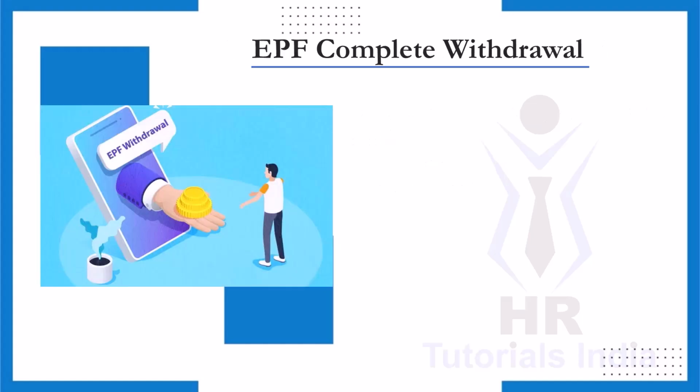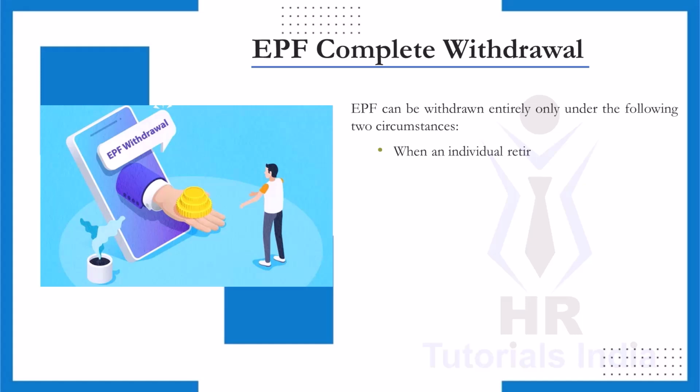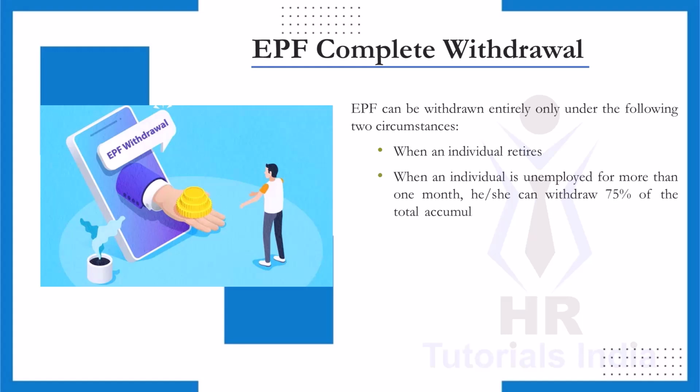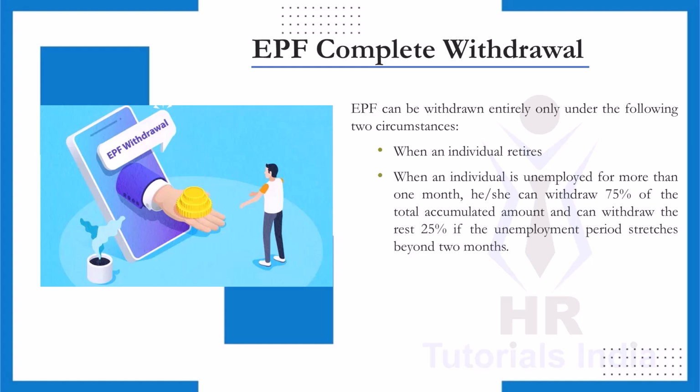EPF complete withdrawal. Now let us see how and when an employee can withdraw EPF completely. EPF can be withdrawn entirely only under the following two circumstances: when an individual retires and when an individual is unemployed for more than 1 month. He or she can withdraw 75% of the total accumulated amount and can withdraw the rest 25% if the unemployment period stretches beyond 2 months.